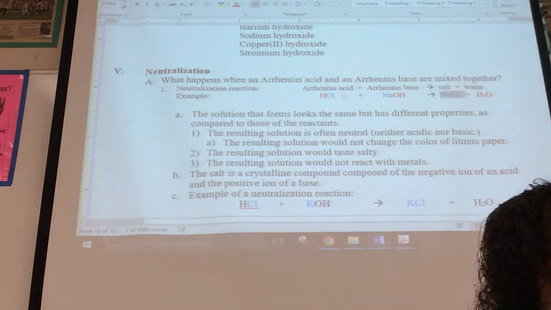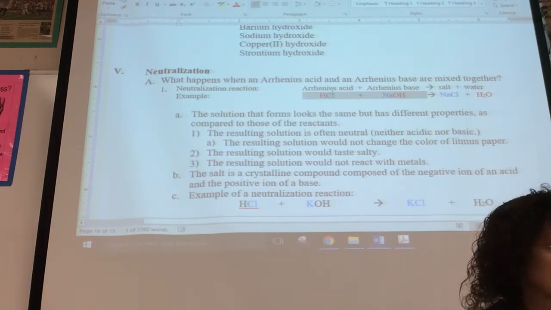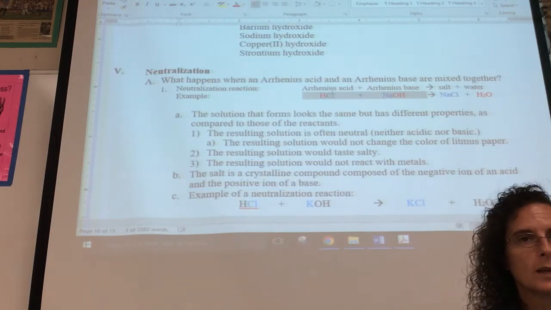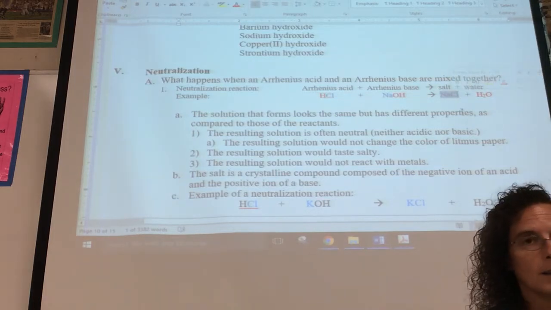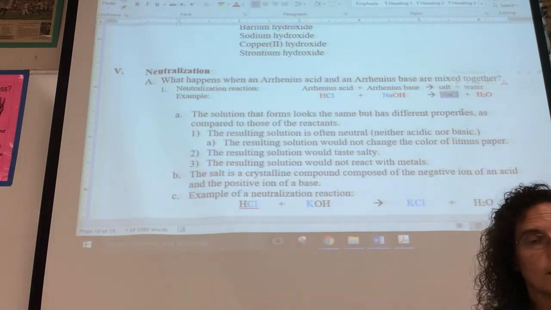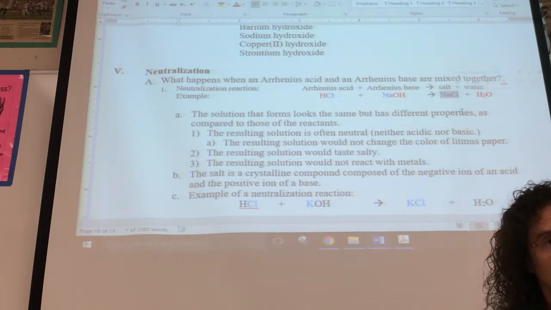The salt has different properties than the acid or base. What do you know about the pH of an acid? It will be less than 7. The pH of a base will be greater than 7. If you react a strong acid with a strong base, which we're doing here, the salt will be neutral. Now, not all salts are neutral. For example, baking soda, which is sodium bicarbonate or sodium hydrogen carbonate, is slightly basic. That's why you neutralize acid spills with it.